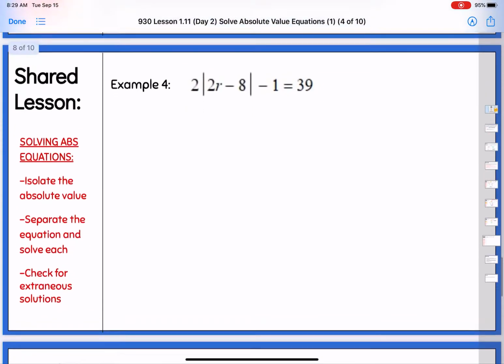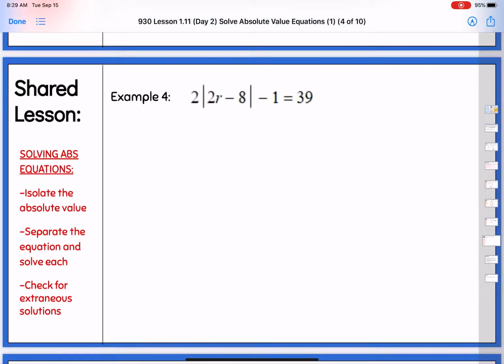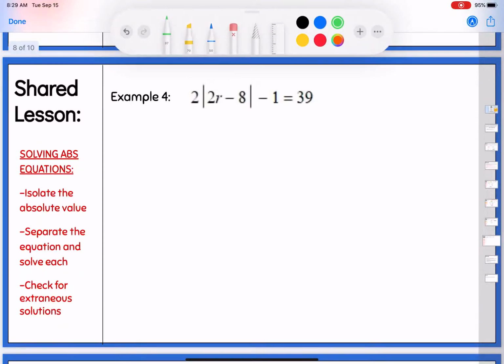All right, our last one here, we've kicked it up as much as we can. This is just a way to make sure that you know how to get that absolute value all by itself, no matter what we throw at you. So again, I can't split it into two equations until I isolate that absolute value. So my first job is to get rid of all the numbers outside the absolute value.